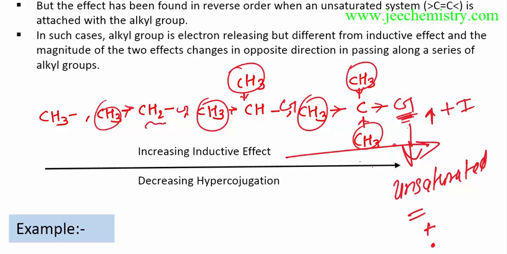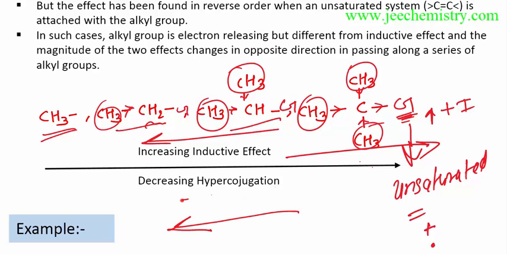If any such type of group is present here, it will experience less hyperconjugation. That's why hyperconjugation increases in this order. This group will provide more hyperconjugation than this group, then this group, then this group. This is the increasing order of hyperconjugation, and this is the increasing order of inductive effect. This means inductive effect and hyperconjugation are opposite. Why opposite? That's why in this order the inductive effect increases, but hyperconjugation decreases.